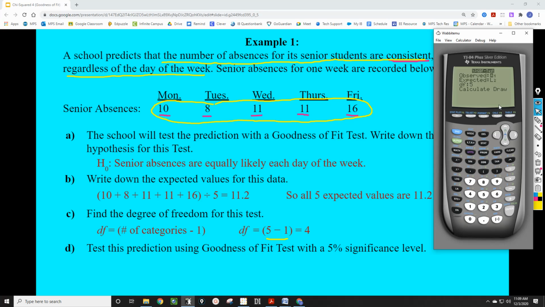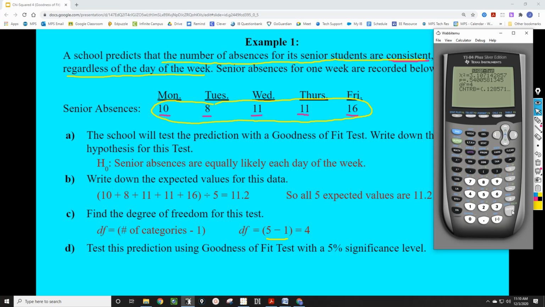And you'll see on my calculator, it defaults to L1, which is great because that's where I put my observed data. And then my expected data, it defaults to L2. If you put it somewhere else, you'd have to let the calculator know at this point. And then we need to indicate our degrees of freedom. So our degree of freedom was 4. So you actually have to put that in for the calculator. It's not going to give it to you. And then we go ahead and calculate.